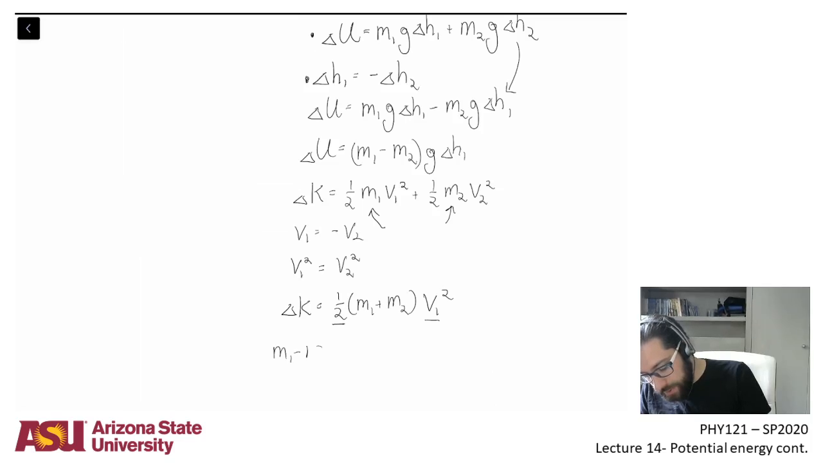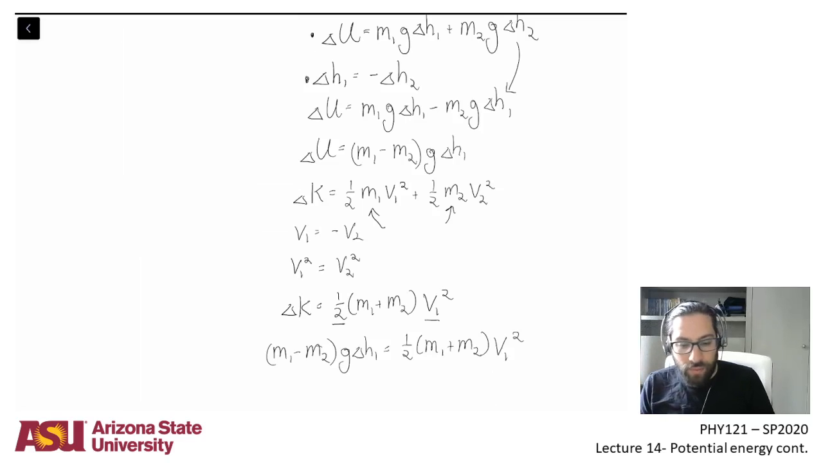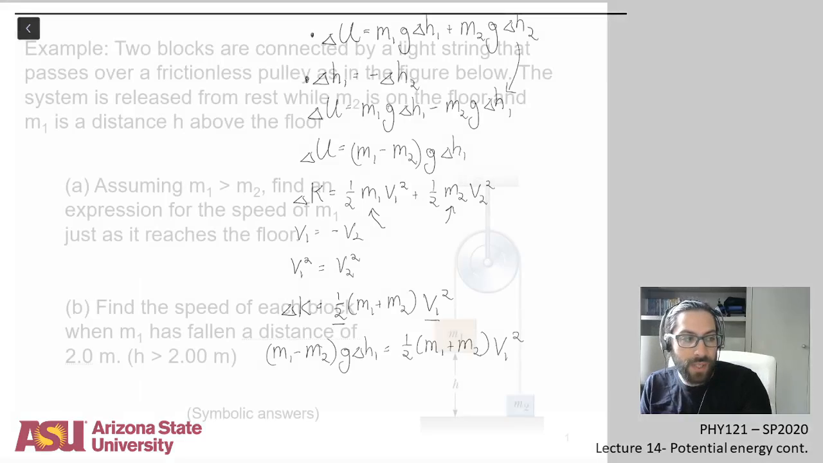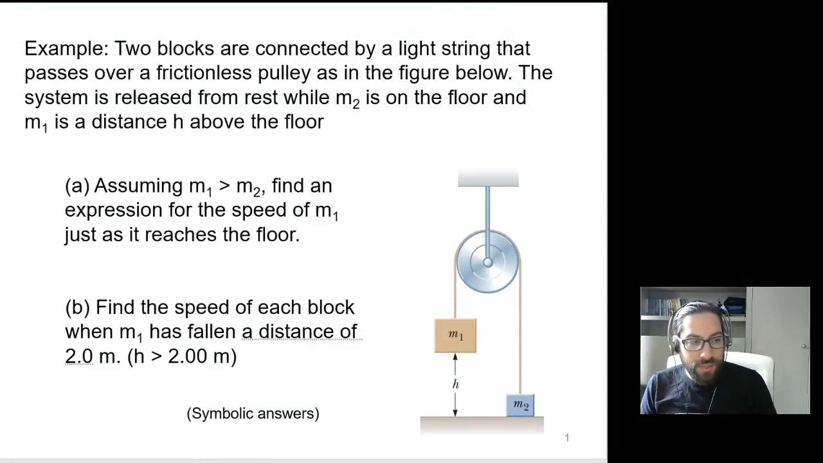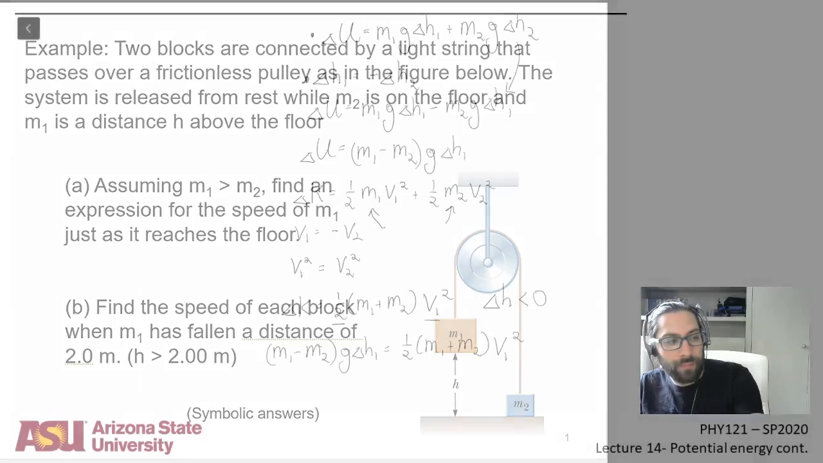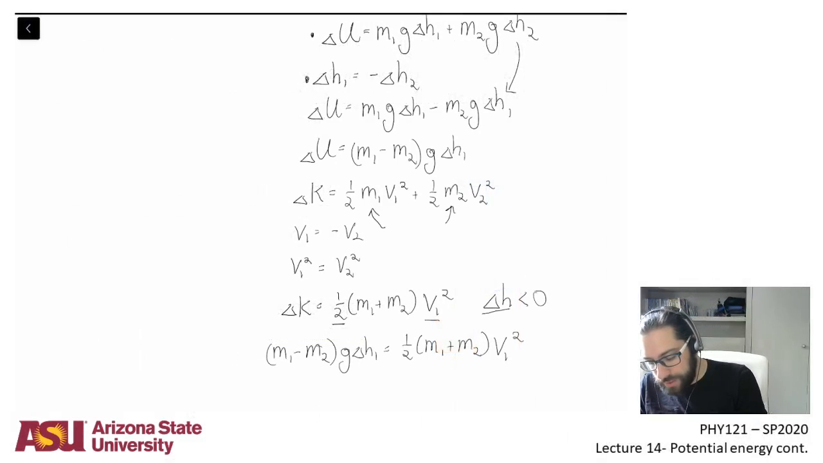M1 minus M2, g delta H1 equals 1/2 (M1 plus M2) V1 squared. Note, in this particular problem, if I go back to the situation that I have, delta H is negative, right? The height of M1 is dropping. Delta H is less than 0.